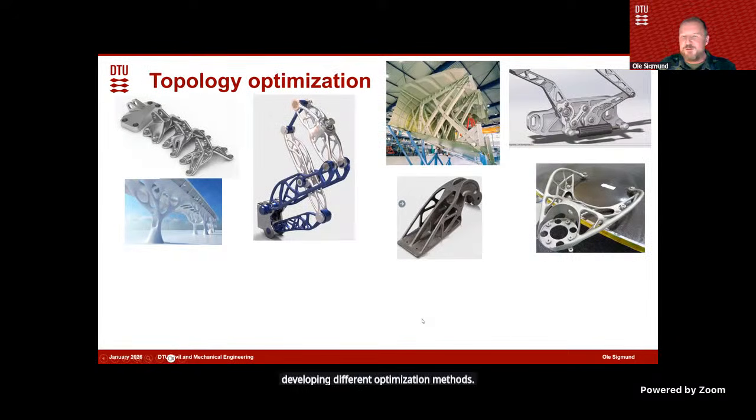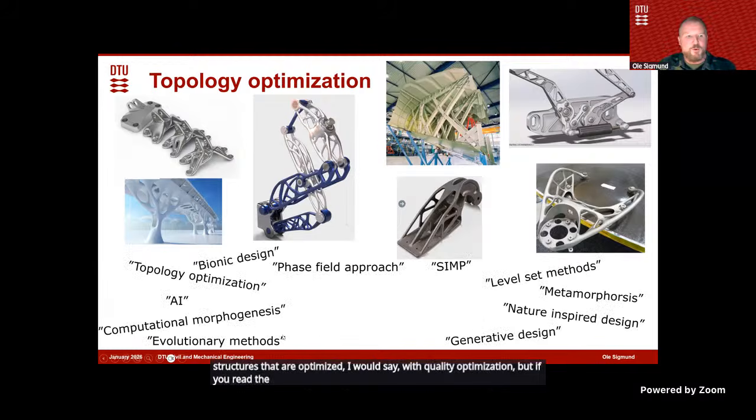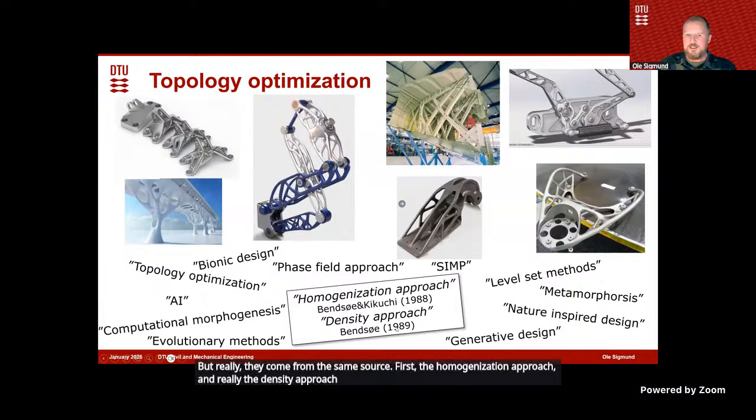And so if we look today and again browse the internet, we will see myriads of beautiful organic looking structures that are optimized, I would say, with topology optimization. But if you read the papers, there would be all kinds of other names for that: bionic design, evolutionary methods, nature-inspired design. But really, they come from the same source. First, the homogenization approach, and really the density approach, introduced back in 1989.